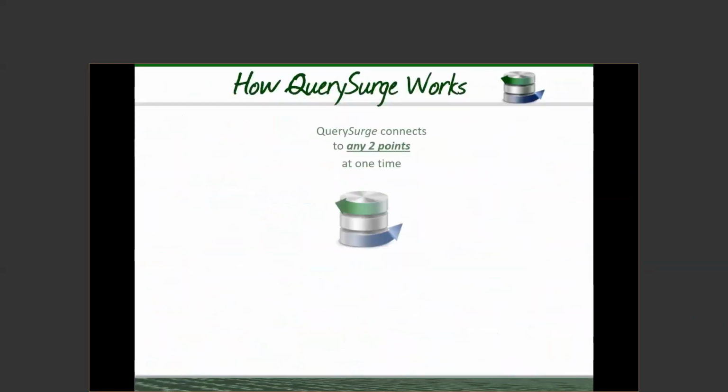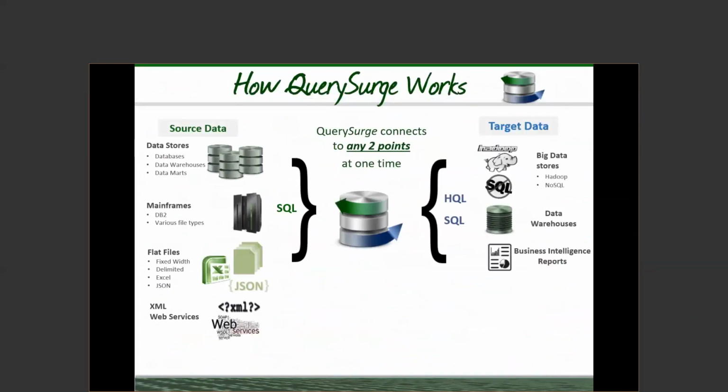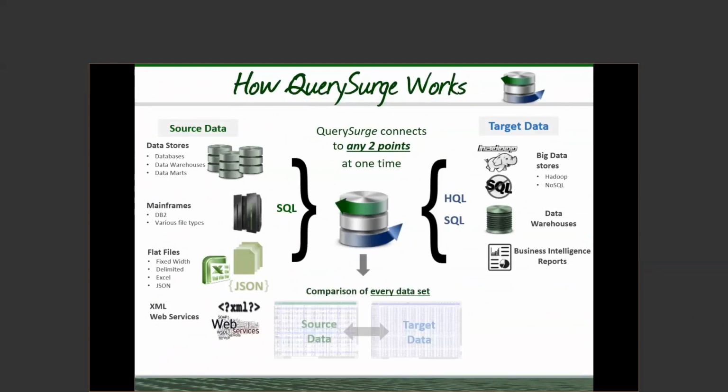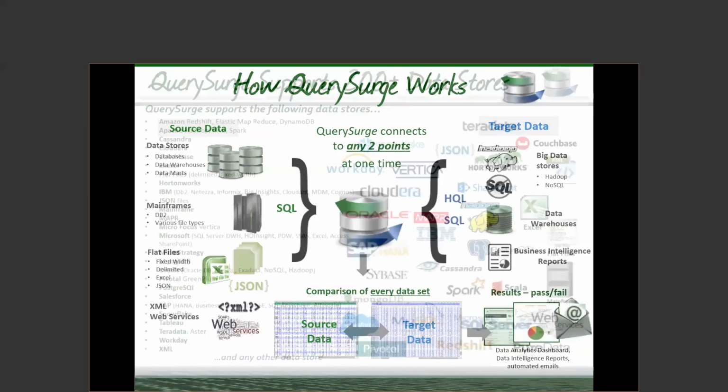How does QuerySurge work? Well, we have a concept of a test where we can specify two endpoints. You'll specify a source system, which could be a data warehouse, a data lake, traditional database, mainframes or flat files, and a target system that might be a data warehouse, big data store, or a BI report. And at the time of execution, QuerySurge will request data from both source and target systems, retrieve that data back into tabular result sets, and compare every single cell of every single record, and then provide metrics and analytics around those results.